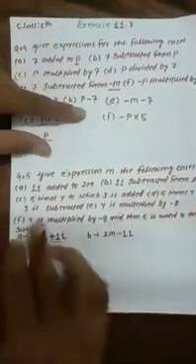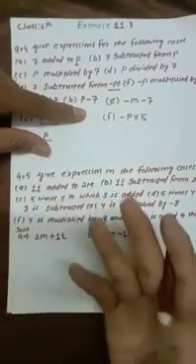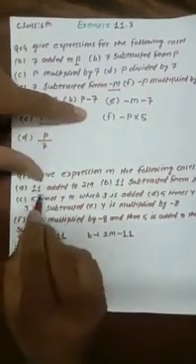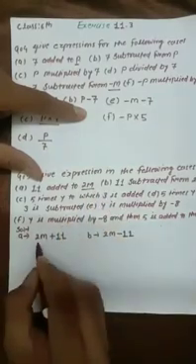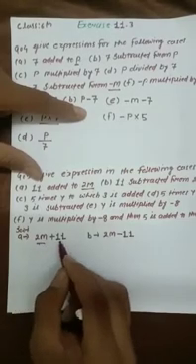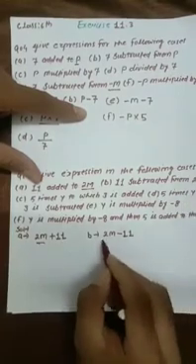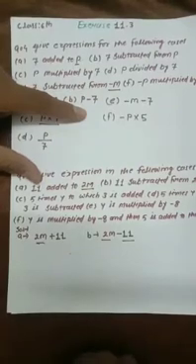Now come to the next question. It says, give expressions in the following cases. That means some cases are already given and we have to express them as expressions. Come to the first one. 11 added to 2m. 2m is the variable, already given, so we just have to add 11 to 2m. So 2m is a variable and we have added 11 to it. Next, 11 subtracted from 2m. Again 2m is a variable and we subtract 11 from 2m.